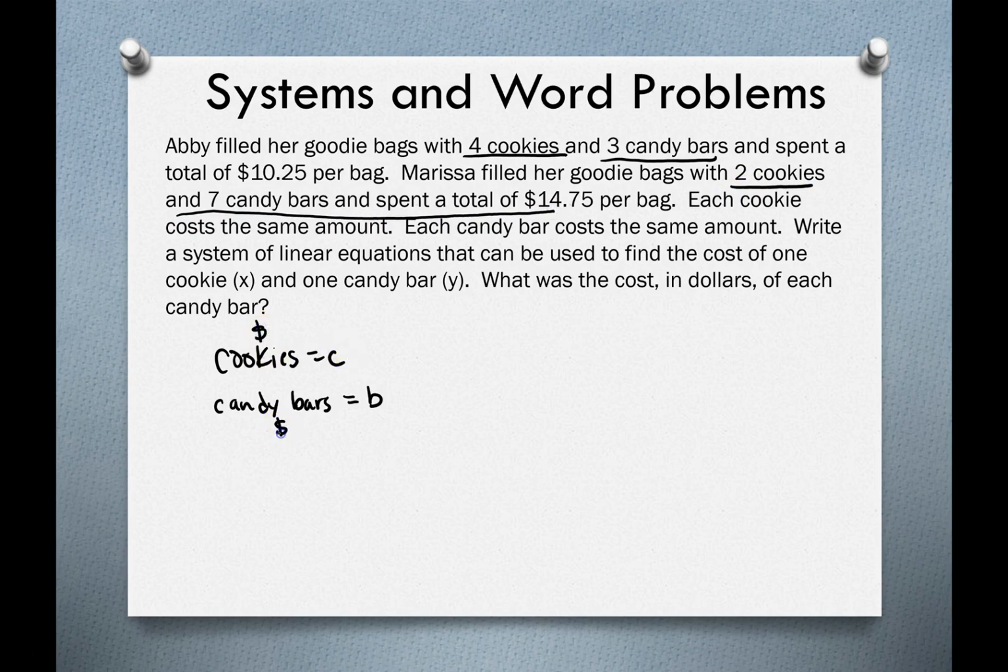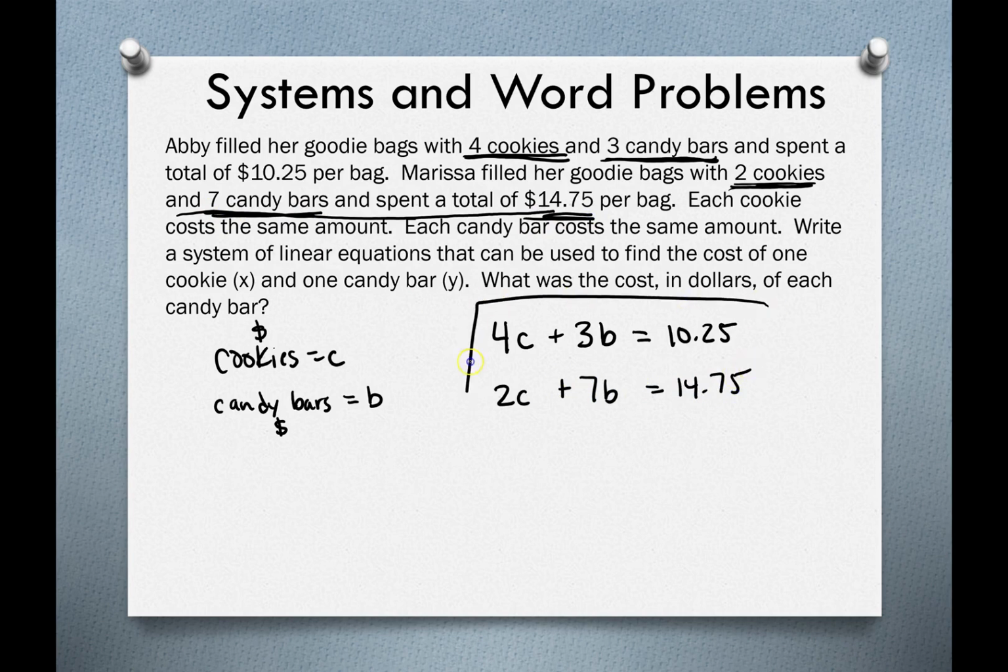All right, so what we're going to do is C equals cookies, but really it's the cost of the cookies and the cost of the candy bars. So 4 cookies, so I'm getting that from here, plus 3 candy bars, so plus 3 bars, is going to cost them $10.25. And same thing here, 2 cookies plus 7 bars or 7 candy bars is going to cost $14.75. And now we have a system, and we can't solve it yet, but I'll certainly teach you how to do that.